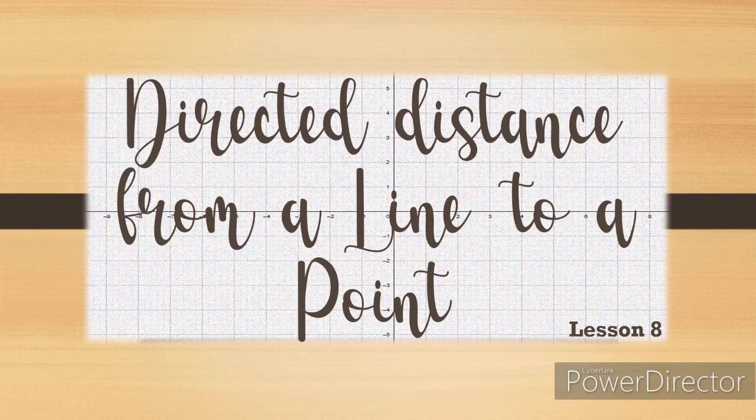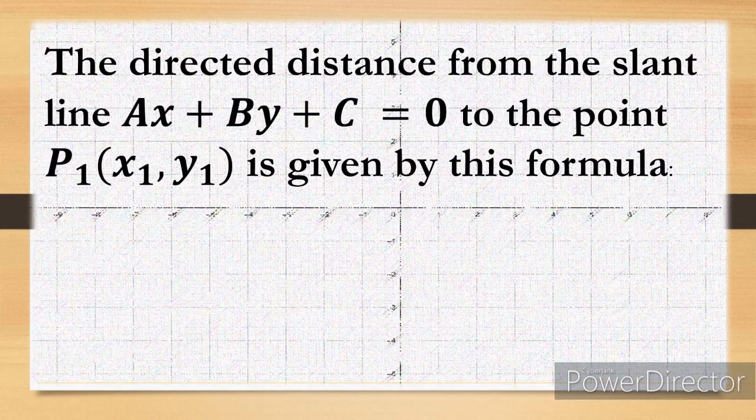Good day, grade 10. So for today, we will have the discussion of our last lesson this quarter, which is the directed distance from a line to a point. The directed distance from the slant line ax plus by plus c equals 0 to the point P sub 1 with coordinates x sub 1 and y sub 1 is given by this formula.